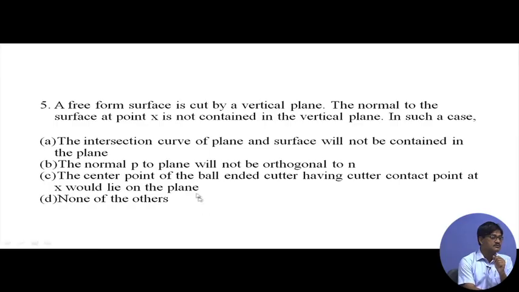Let us quickly go back once to this line. So, this we have investigated. The intersection curve of plane and surface will not be contained in the plane. This is absolutely wrong. The normal P to the plane will not be orthogonal to N. We have found this out to be correct. And the center point of the ball ended milling cutter having cutter contact point at x would lie on the plane. Definitely not. It will lie on the normal, which is away from the plane, and none of the others. None of the others obviously is wrong. So, we have option B to be correct.